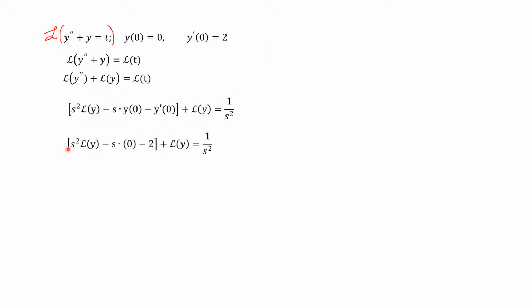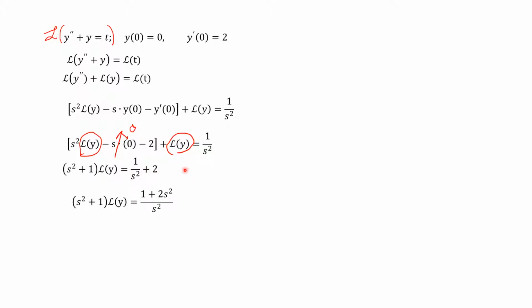So you get s squared L of y minus s times 0 minus 2 plus L of y is 1 over s squared. Actually, you can combine the s squared here. You factor L of y, and of course this is 0. That's why you have s squared plus 1 L of y equals, transfer the 2 to the right side, 1 over s squared plus 2.